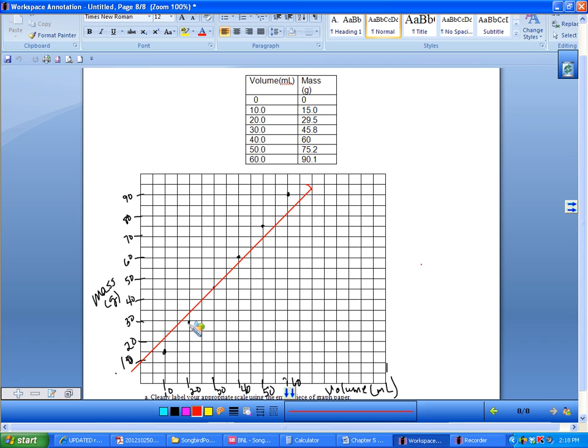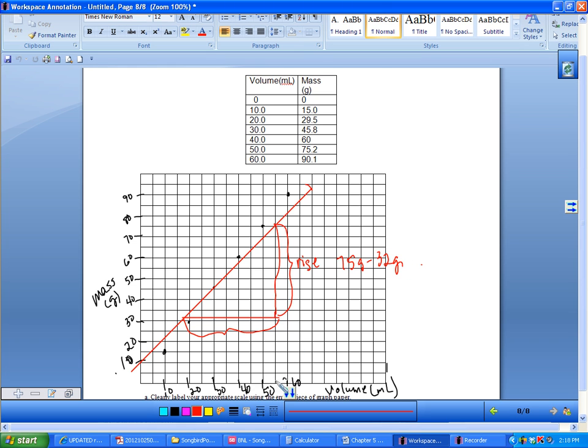Okay. So I'm going to do rise over run. This would be my rise. This would be my run. So my rise looks like it's going to go the way I have it drawn, about 32 up to about 75. So 75 grams minus 32 grams.